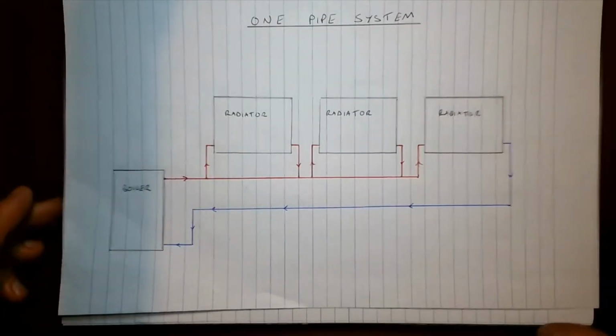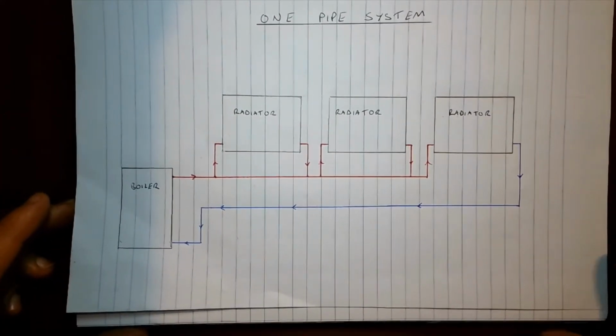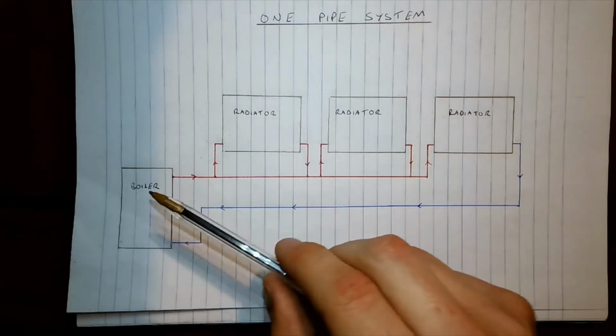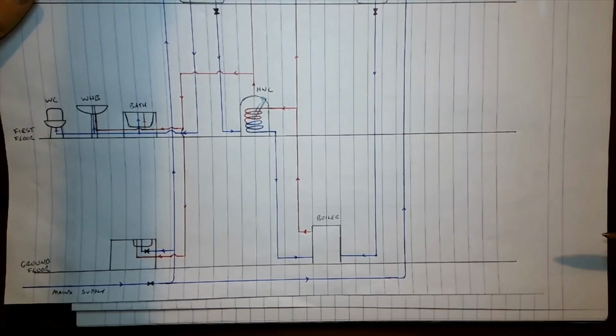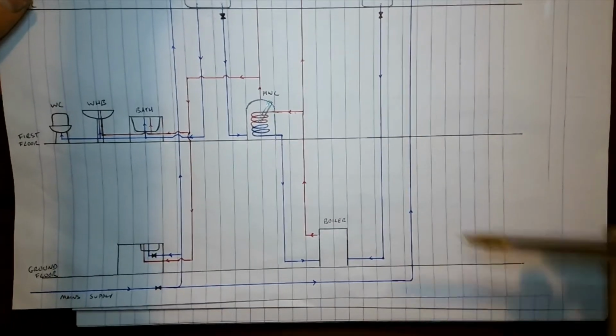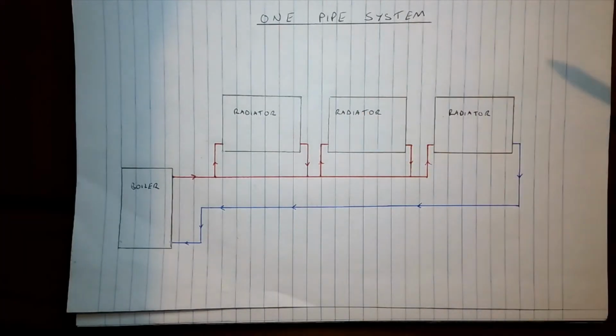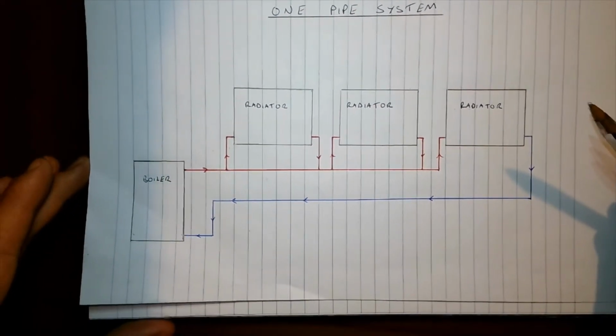Alright, so this is called your one pipe system. So what we have is the boiler here. If you can imagine, if I just go back to that diagram there, let's pretend there's some radiators going off this direction. Obviously your house could have 5, 6, 7, 8, 9, 10 radiators. For the sake of our diagram, we're just going to say there's 3 radiators that are being supplied with hot water. Alright, the one pipe system.